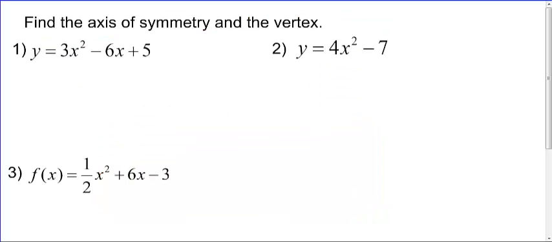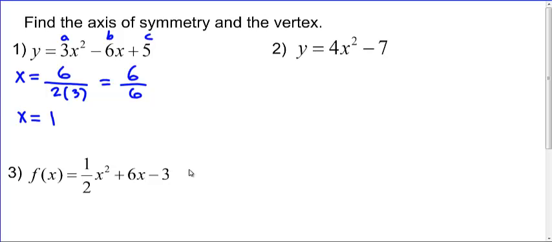So let's give this a shot. Let's find the axis of symmetry and the vertex. Here we go at number 1. We know that x is equal to negative b. In this case, a is 3 and b is negative 6. So negative b, the opposite of b, would be positive 6, over 2 times a. That's 6 over 6, so it's 1. I'm going to write it down here: x equals 1.